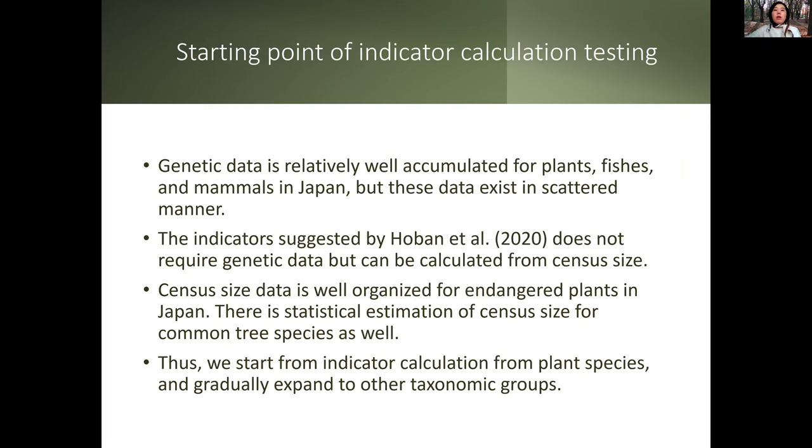In Japan, genetic data is relatively well accumulated for plants, fishes, and mammals, but these data exist in a scattered manner. By the way, the indicators suggested by Hoban et al. 2020 do not require genetic data, but can be calculated from census size. Census size data is well organized for endangered plants, and statistical estimates of census size are available for common tree species. Thus, we start indicator calculation from plant species and gradually expand to other taxonomic groups.